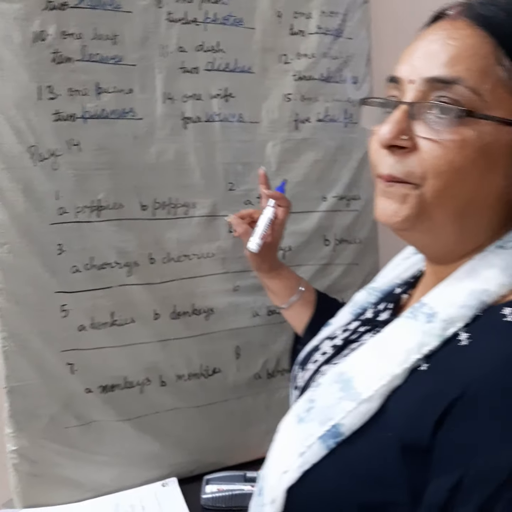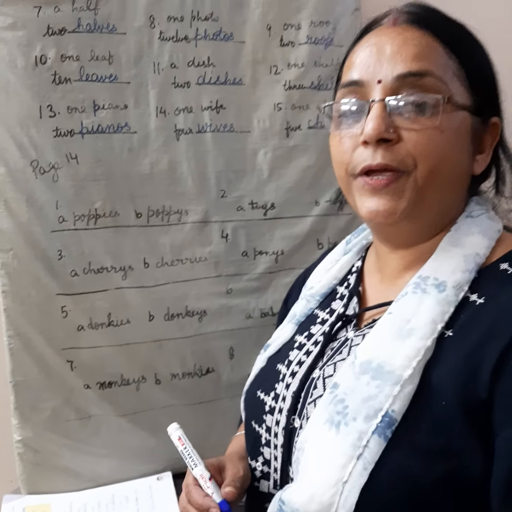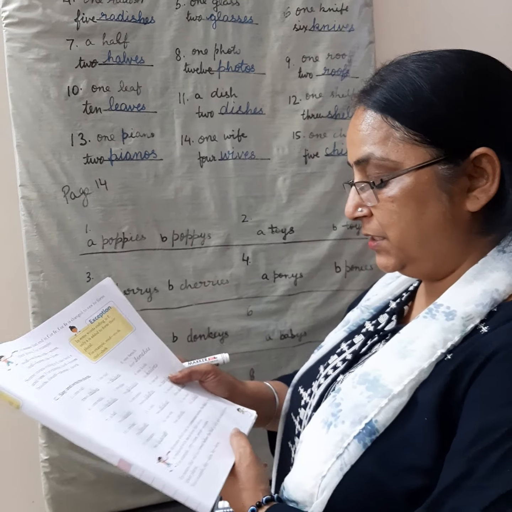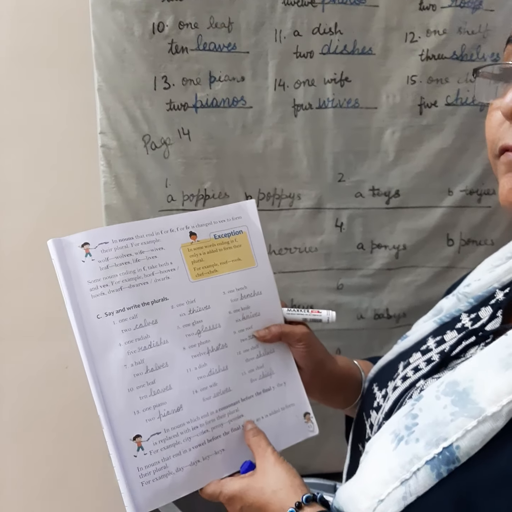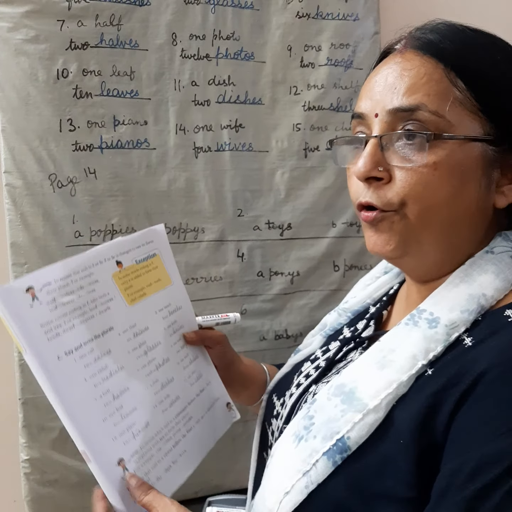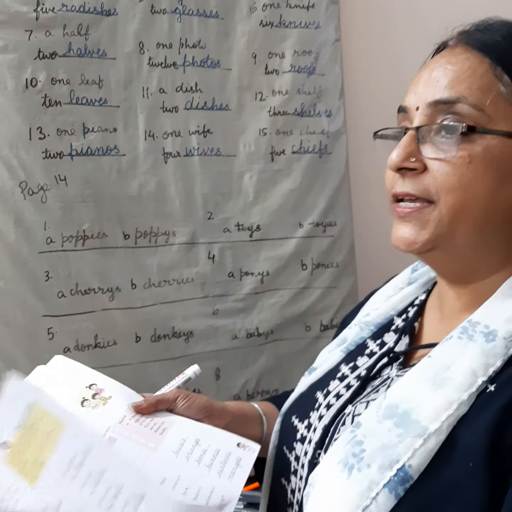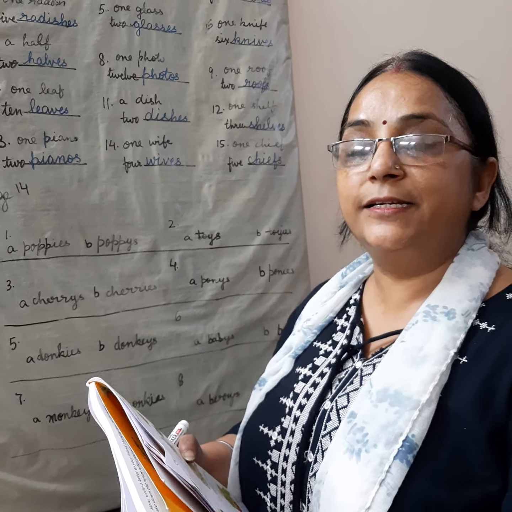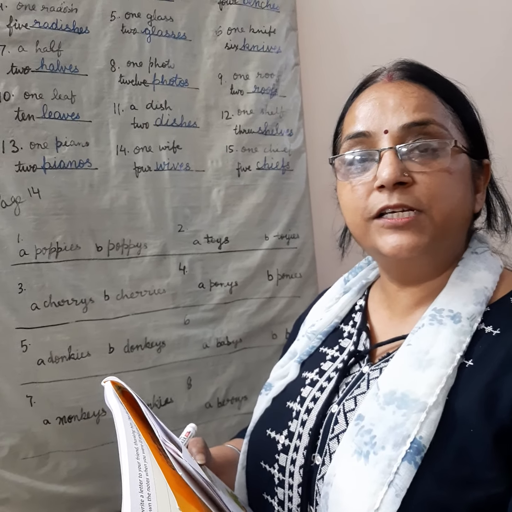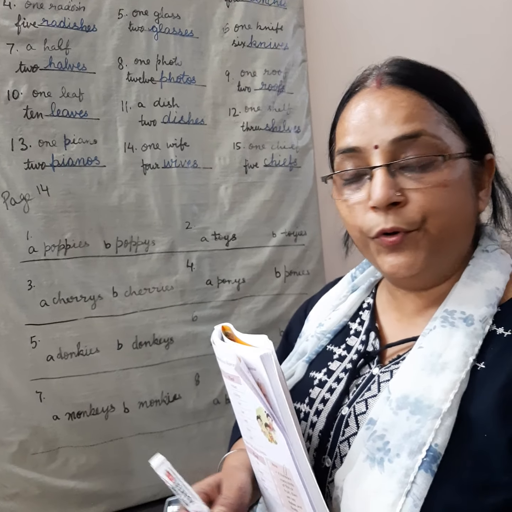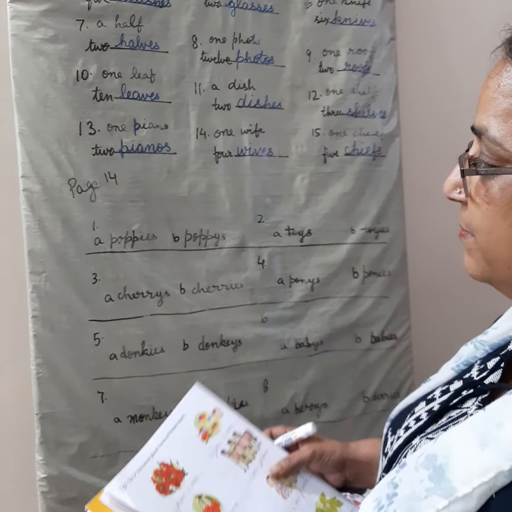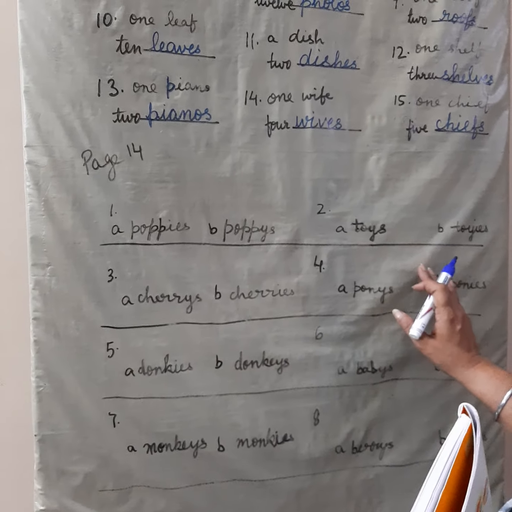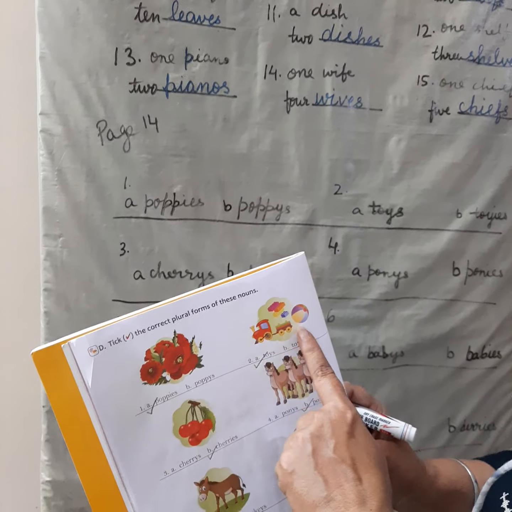I hope all of you have done page 13. Now turn your book to page number 14. On page number 13, the rules of Y are written. I have already explained that when we replace Y, we add IES. And at some places, when the second last letter is a vowel, we will just add S to make it plural. Now, let's do page number 14. I have not drawn the pictures. I have simply written the words. In your book, the pictures are also given.